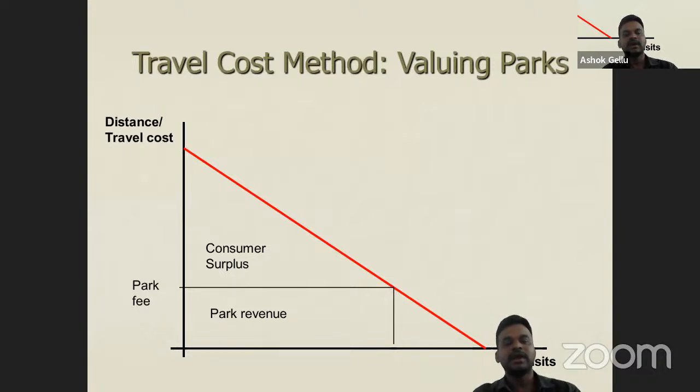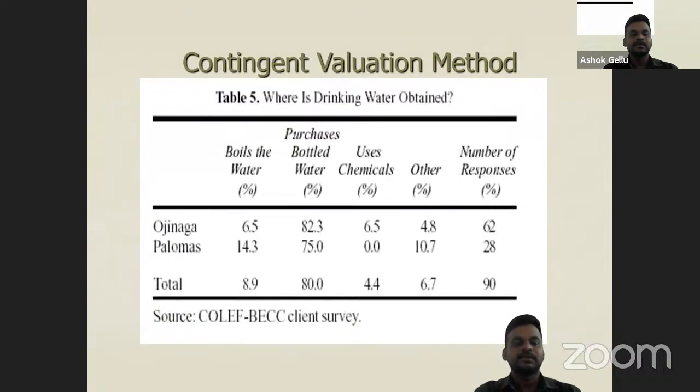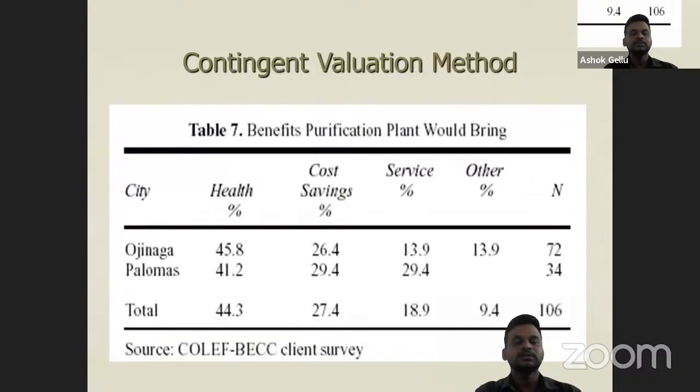Travel cost method, valuing the parks: distance or travel cost, consumer surplus, park fee, and park revenue. Contingent valuation method, the value of clean water. It is the example of Ojanaga. Next one.